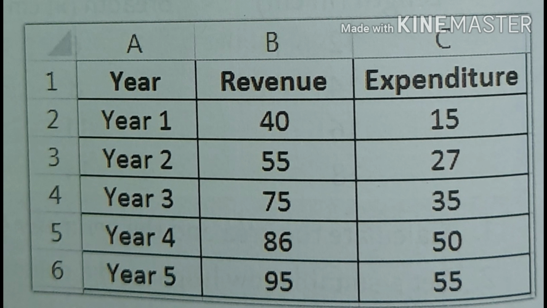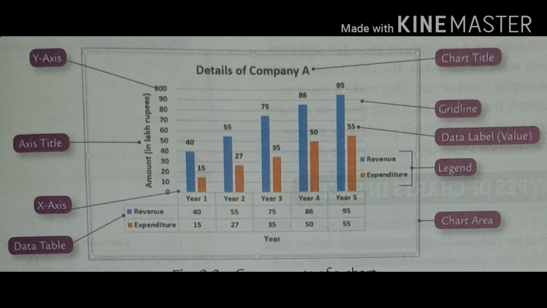Components of a chart. You can see here a table where there are three columns. The first column is the year, which will go to the x-axis, and B and C are the amounts, which will go to the y-axis. So you can see here the table of company A.